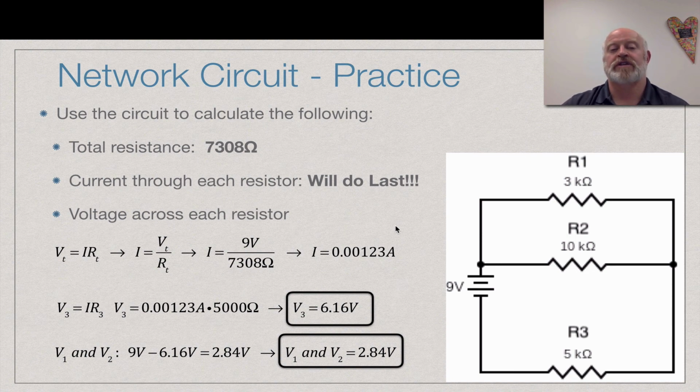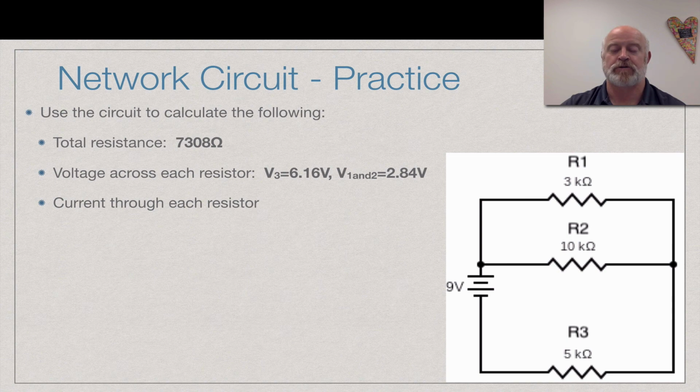Once we know the voltage, now it's much easier for us to find the current because we know the resistance and the voltage at every position. We know them both, we can just use Ohm's law, okay? So go ahead, pause the video again, and see if you can find the current now through each one of these resistors as we finish up here, okay?